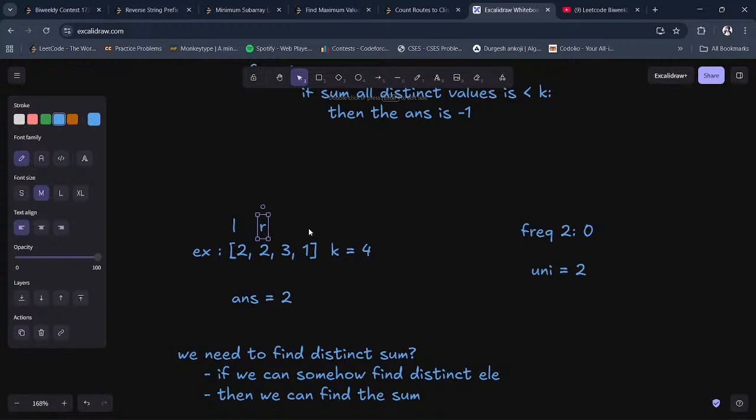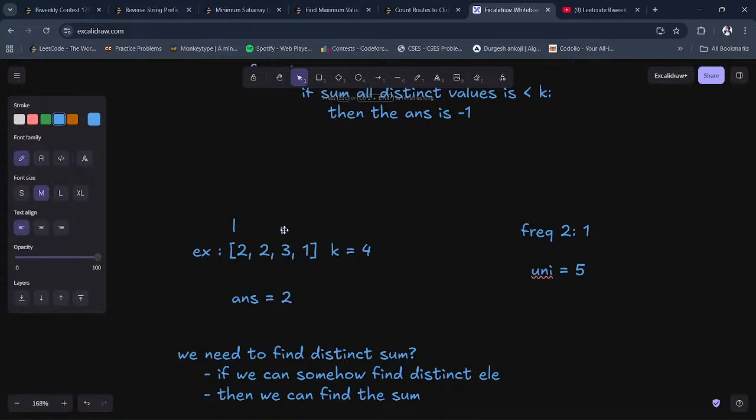Then I can see here it updates to 1. So I can see 2 is present, so I will just ignore this 2. I'll move to 3. 3 is not present, so the sum will increase. It will become 2 plus 3, that is 5, right? This is the sum.